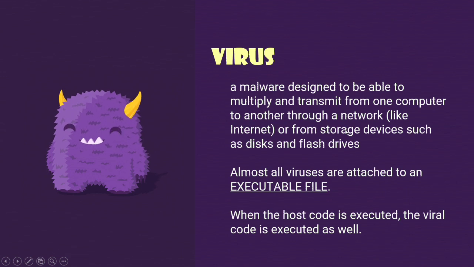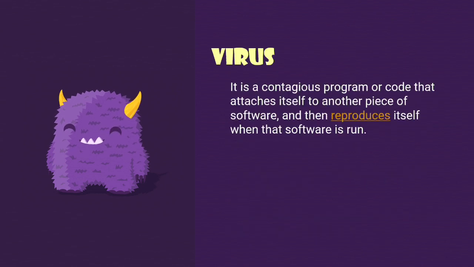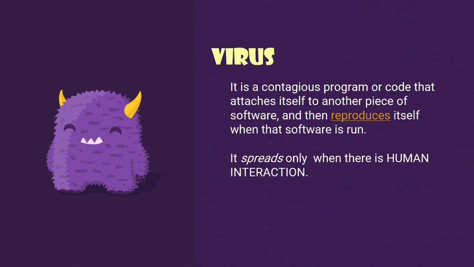They can only multiply and replicate when they are attached to a particular host code that can be executed or run by the user. So it is a contagious program or code that attaches itself to another piece of software, and that's the time that it reproduces itself when that software is run. Again, it spreads only when there is human interaction or intervention. This only happens when a user runs or opens that executable file, and then that malicious host file or program will infect your computer.